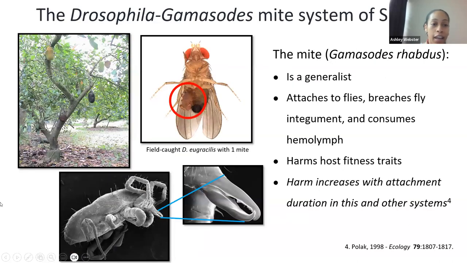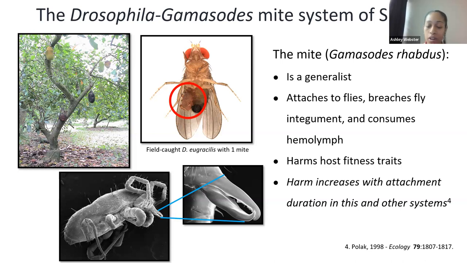So the system that I have been using to learn more about host ectoparasite defenses is the Drosophila gammosodes mite system that naturally occurs in Southeast Asia. The mite is associated with different species of Drosophila, making it a generalist, and this interaction can occur on the substrate of fruit, where the mite can infect or attach to flies to breach their integument and consume their hemolymph. By doing so, they harm their fitness and make them ectoparasitic.